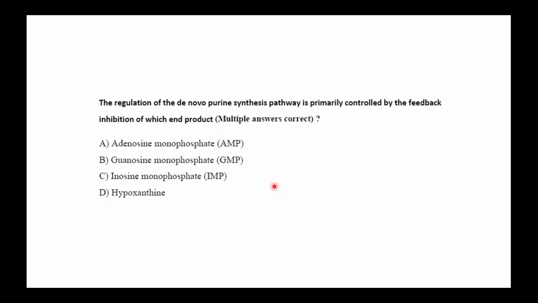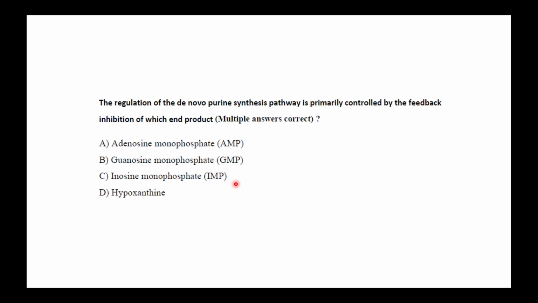Option A, adenosine monophosphate or AMP. Option B, guanosine monophosphate or GMP. Option C, inosine monophosphate or IMP. And option D, hypoxanthine. The regulation of de novo purine synthesis pathway is primarily controlled by the feedback inhibition of which end product? AMP, GMP, IMP, or hypoxanthine?